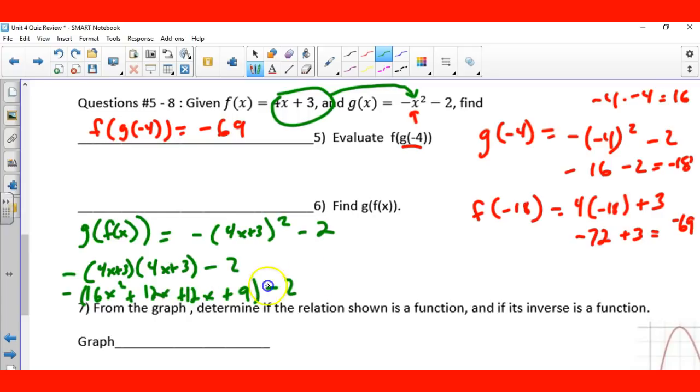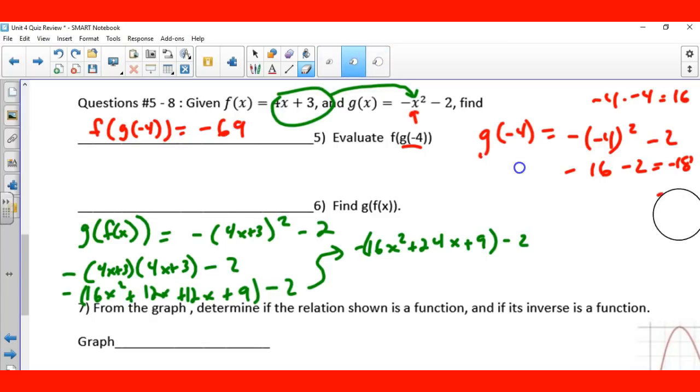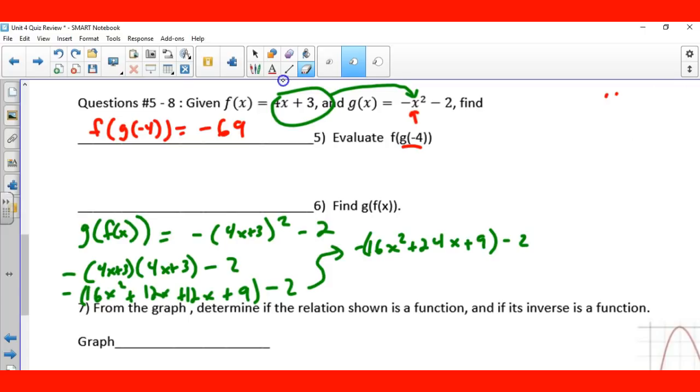Now simplify this. We have negative 16x squared plus 24x plus 9, minus 2. And here, I don't want to confuse anybody, so let me get rid of some of this. There we go.